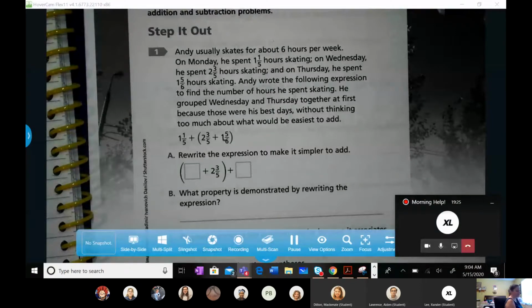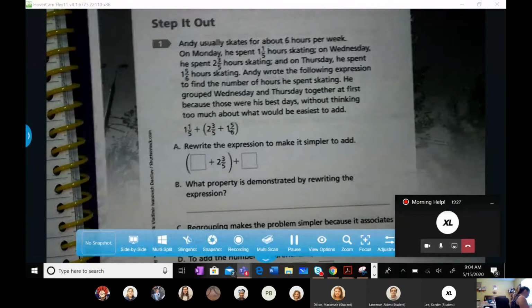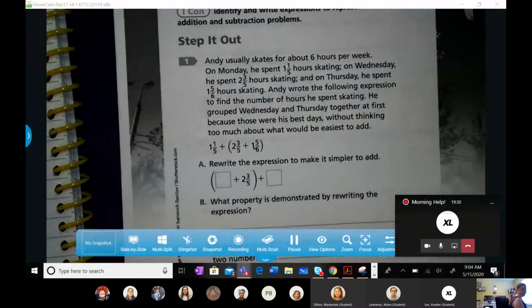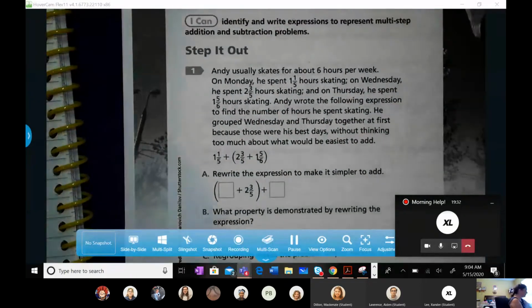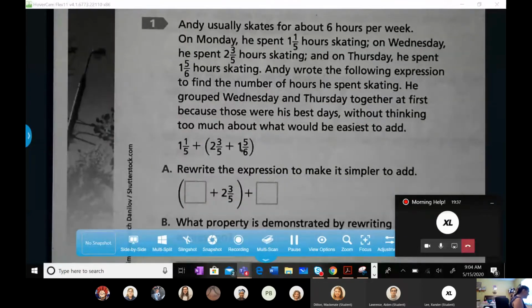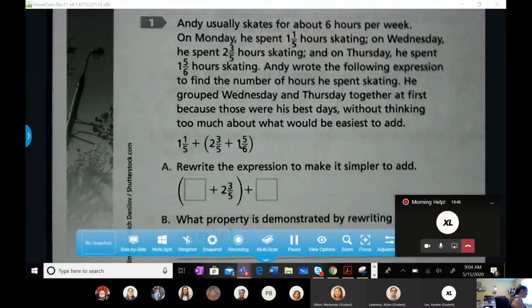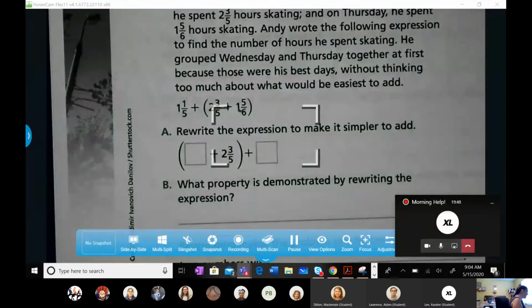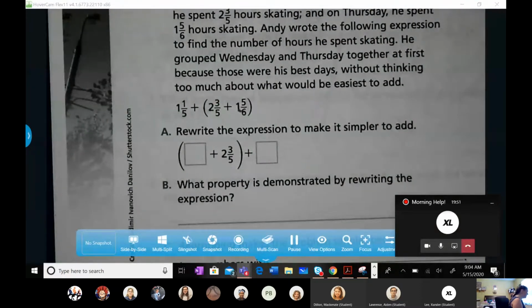we're going to do a bunch of things. So the first one says that Andy usually skates for about 6 hours per week. On Monday, he spends 1/5 hour skating. On Wednesday, he spends 2 3/4 hours skating. And on Thursday, he spends 1 5/6. Andy wrote the following expression to find the number of hours he spent skating. He grouped Wednesday and Thursday together at first because those were his best days, without thinking too much about what would be easier to add.